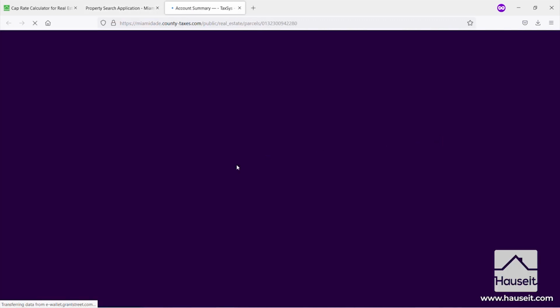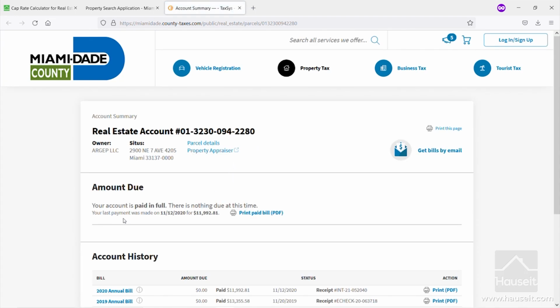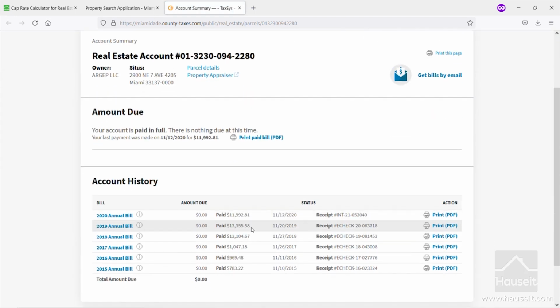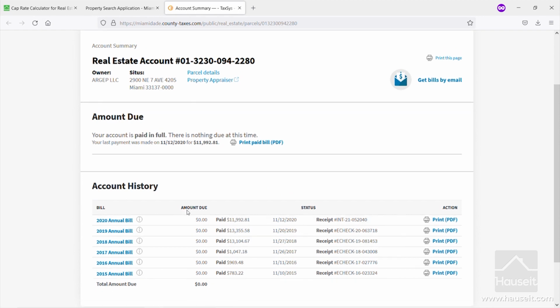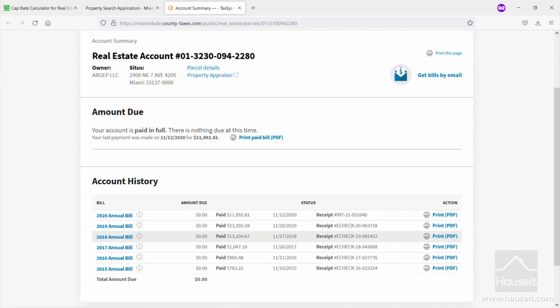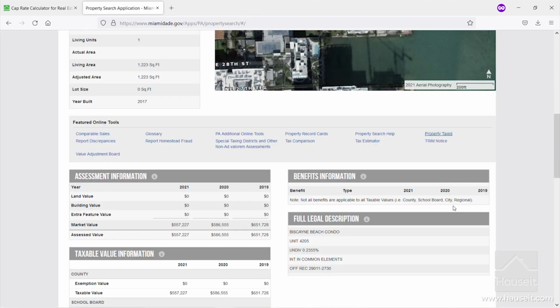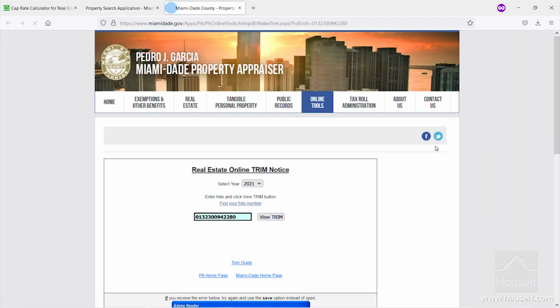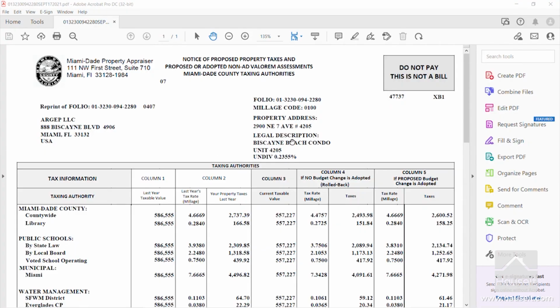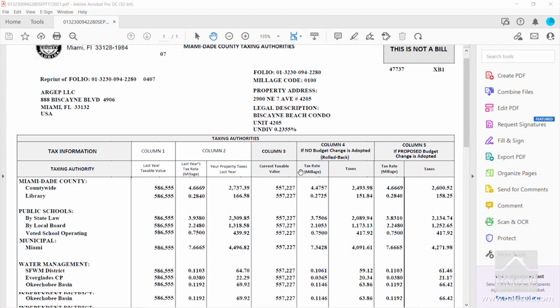This you can actually check just to see what they paid in previous years and whether they've actually paid their taxes, or whether they're behind on their taxes. So you see this is what they've paid in recent years. And then you can actually see the trim notice that comes out in the fall. The trim notice is a notice of proposed taxes in the future.